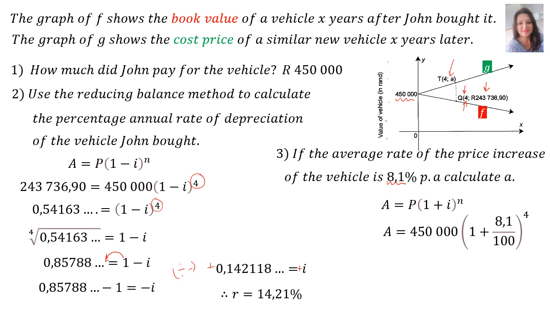And then to find A, do you agree the time is 4? Because there at A, the X value was 4. Therefore, the time was 4. That's N. And when you slot all of that into your calculator, you will see that the cost price of a similar vehicle will be 614,490 Rand and 66 cents.